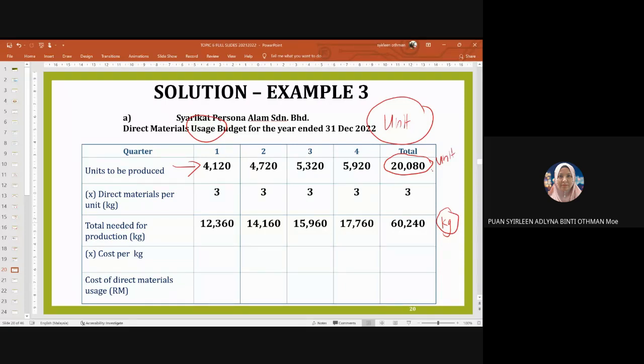Okay, so berapa harga dia? Alright. So usage kat sini kita dah tahu tadi dia bagi RM5. Okay.